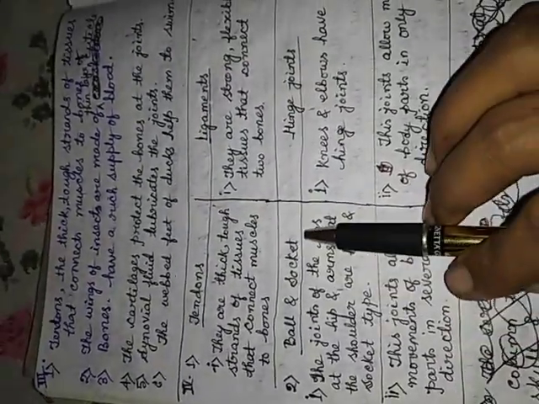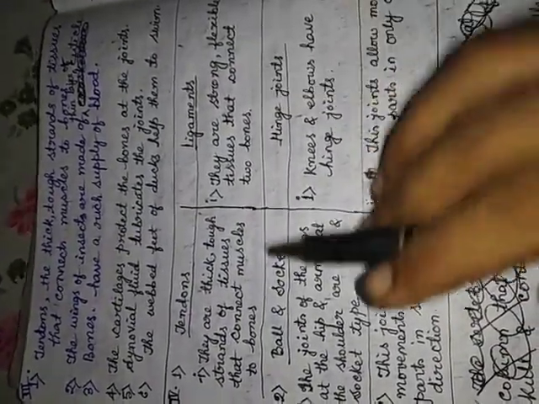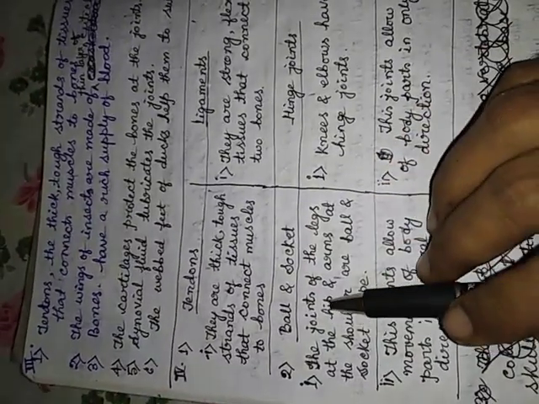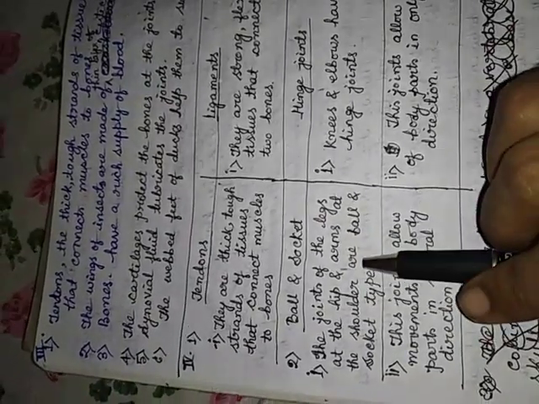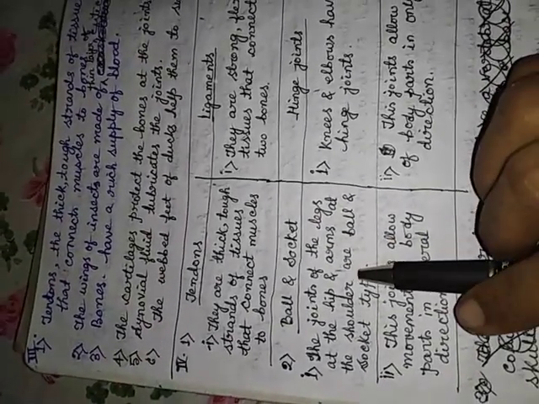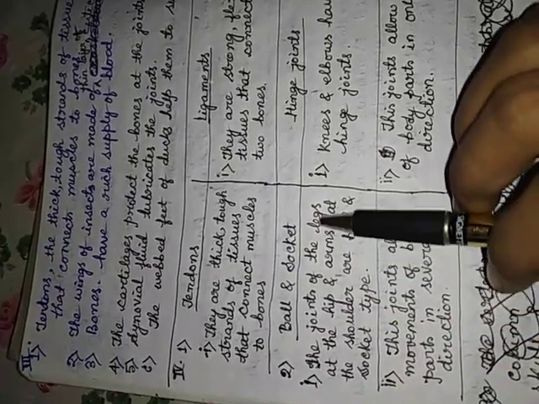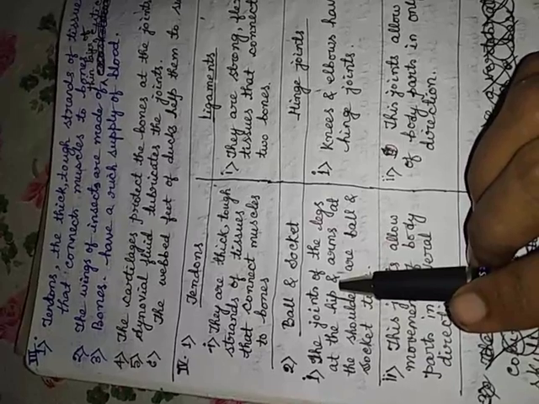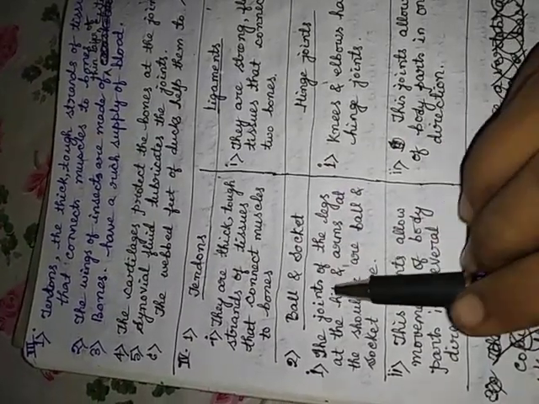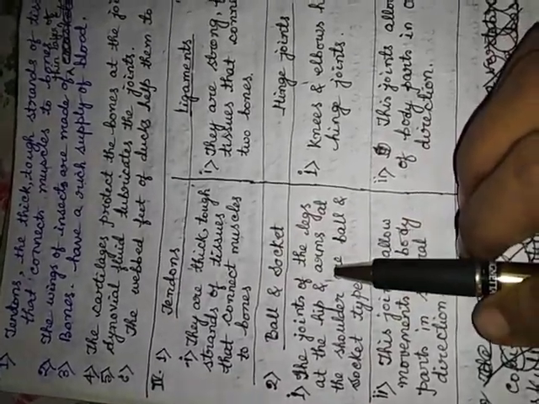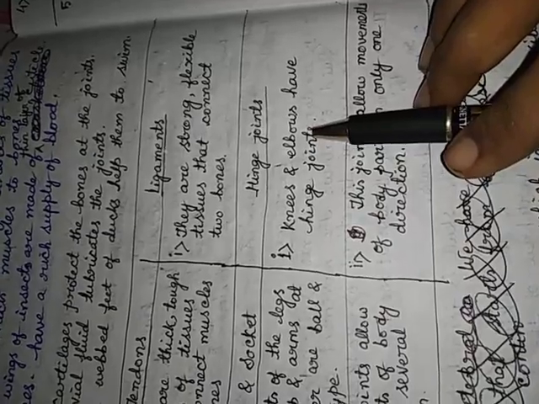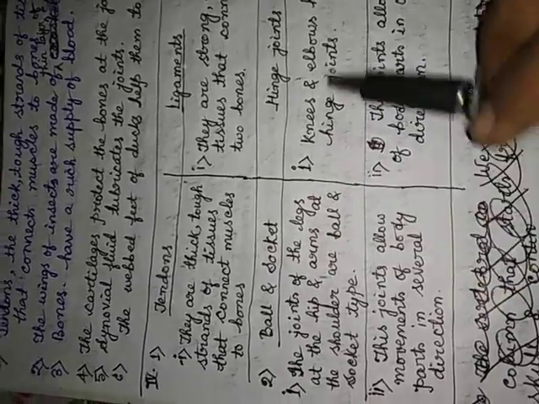Second is the ball and socket joint and hinge joint. First we have to know where the ball and socket joint is present. The joints of the legs at the hip region and of the arms at the shoulder are of the ball and socket type. It is located in the joints of the legs at the hip, where the legs are attached in this portion, and the arms where they attach to our shoulder. The joint is mainly of ball and socket type. But hinge joints are present in our knees and elbows. So first the difference is according to their location, where the ball and socket joint and hinge joint are situated.